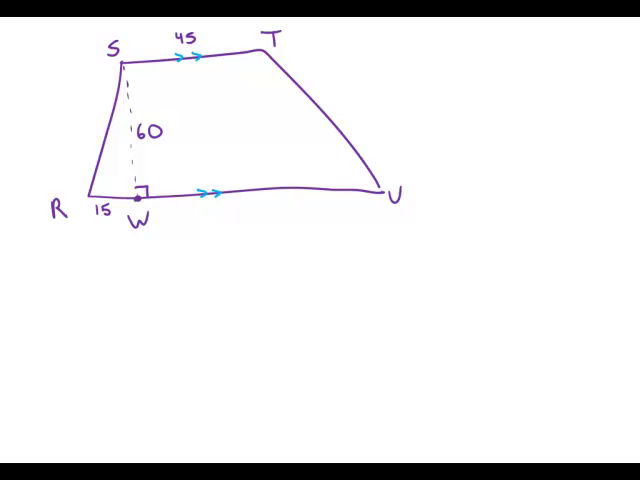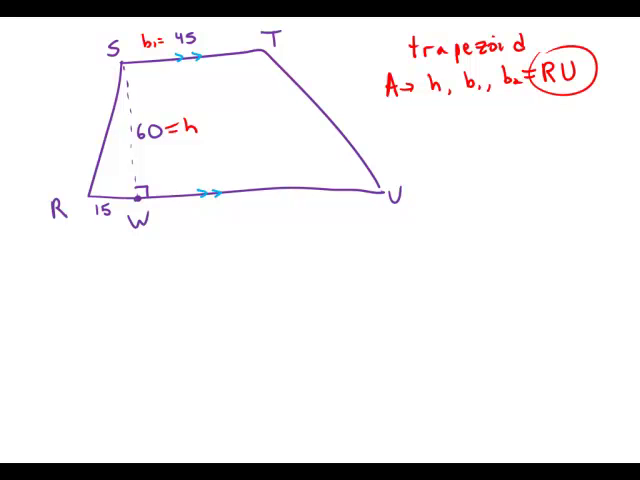Well, the first thing we need to realize is that the shape we're dealing with here is something in geometry known as a trapezoid, two parallel unequal sides. And to find the area of a trapezoid, what we would need is the height and the length of the two bases. And it turns out we know that base 1 is 45, we know that the height is 60, and so really we would only need base 2, which is the length of RU. If we know RU, we can figure out the area of the entire trapezoid. So really the question boils down to, can we find the length of RU?